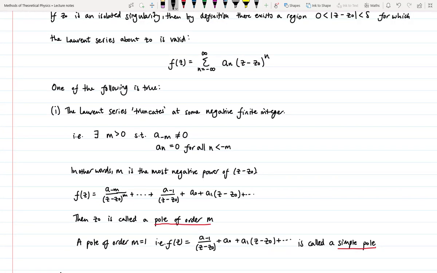So quickly looking back at our Laurent series expansion, we have two possibilities. Either there exists some negative finite integer at which the Laurent series truncates, and there are no lower negative powers in the expansion, or the Laurent series never truncates and it continues to negatively infinite powers in z minus z0. We'll now look at a few examples.